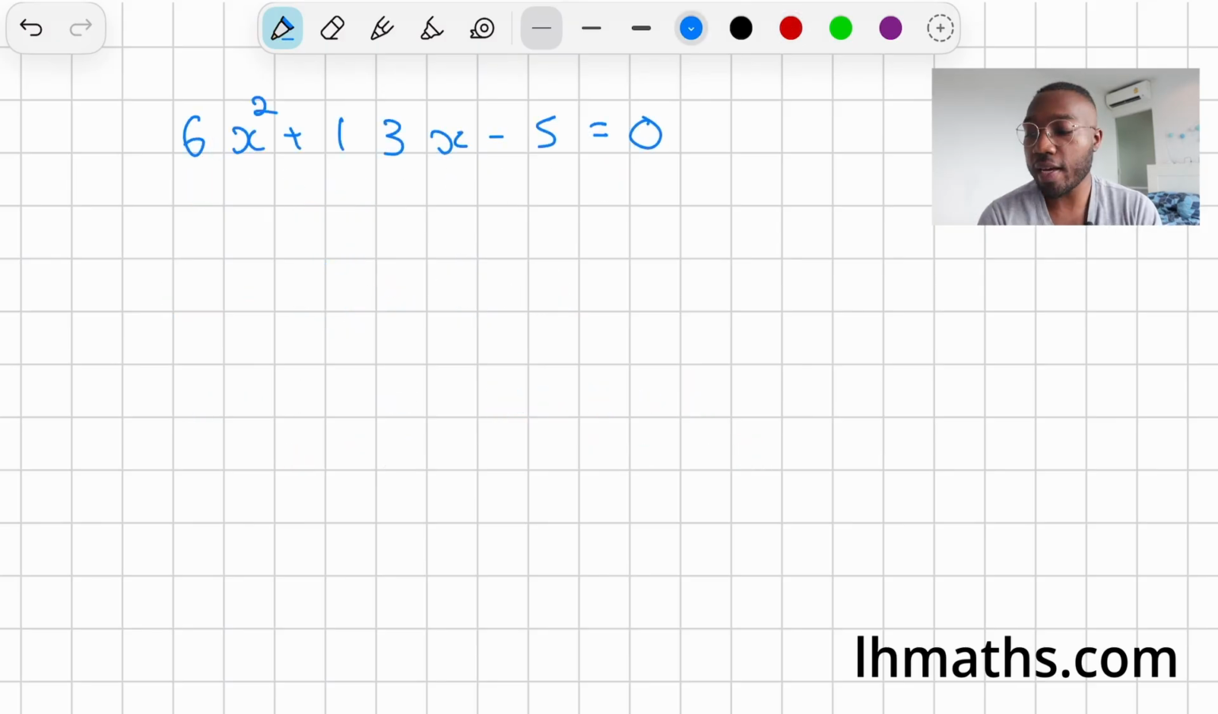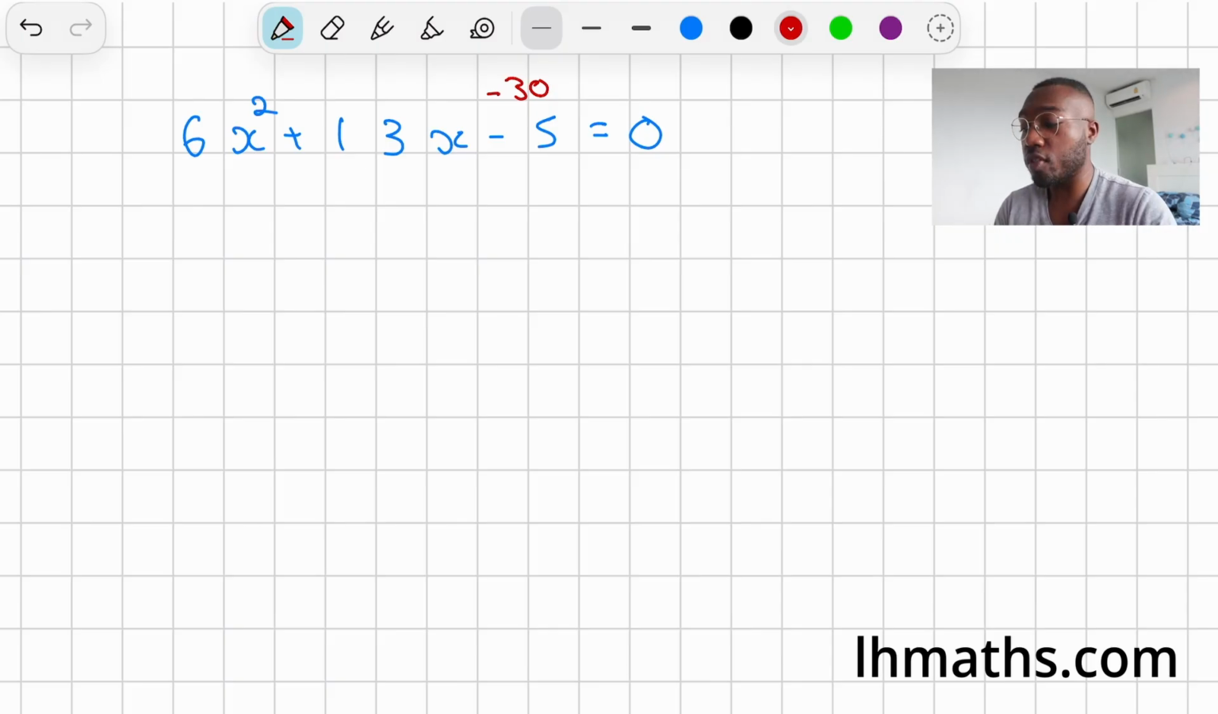So for this question, we have 6x squared plus 13x minus 5, and that is equal to 0. So again, we just need to factorize. So the way I'd factorize it, is if you do 6 times minus 5, that will give us minus 30. And then we now need to think of two numbers which sum to make 13 and multiply to make minus 30. So in this instance, those two numbers would be 15 and 2.